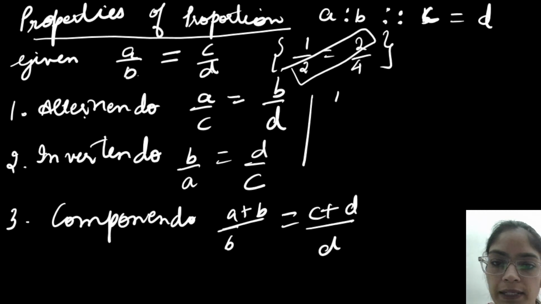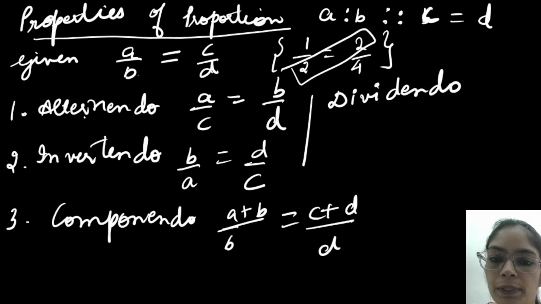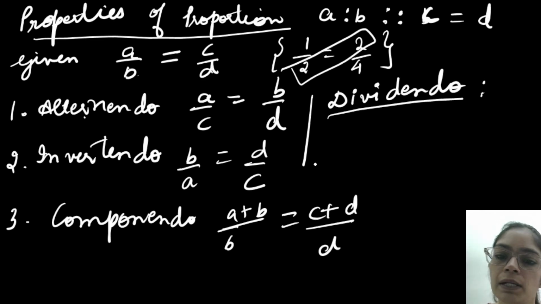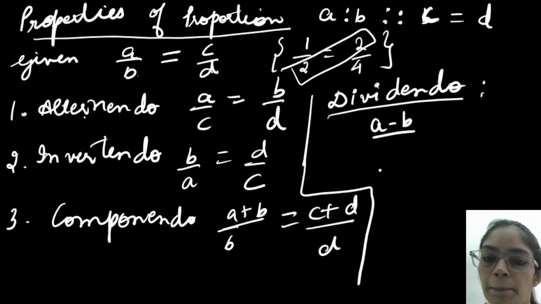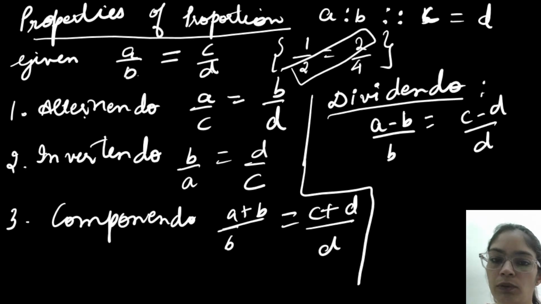After that we have the property dividendo. This is the fourth property. Dividendo is similar to componendo. In componendo we add the numerator and denominator, but in the case of dividendo we subtract. So a minus b by b is equal to c minus d by d. We just have to subtract it.